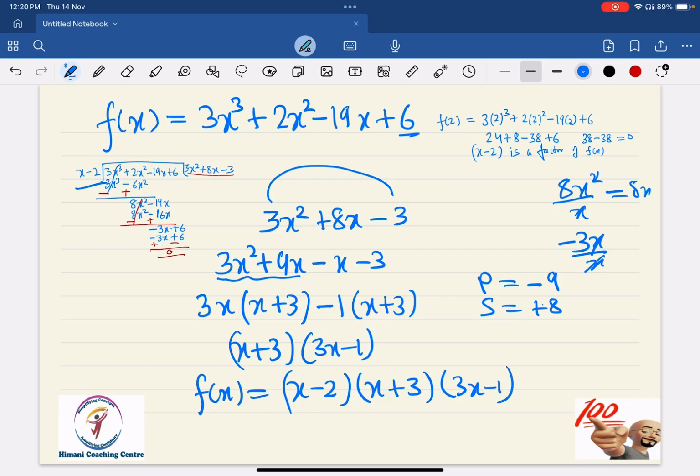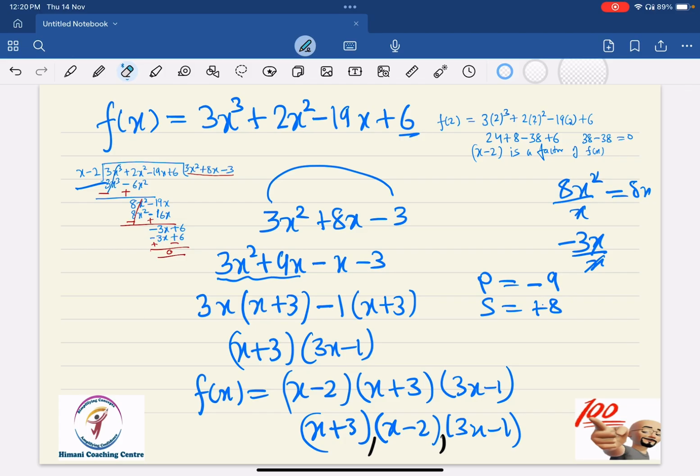Since we are writing factors, the order does not matter. I could have written the answer as x plus 3 times x minus 2 times 3x minus 1, which is right. Only thing which you guys sometimes make mistake is you put a comma in between, which is wrong. So don't put a comma because we are showing factors. So this is multiplication. Okay. Now let us look at the other question.